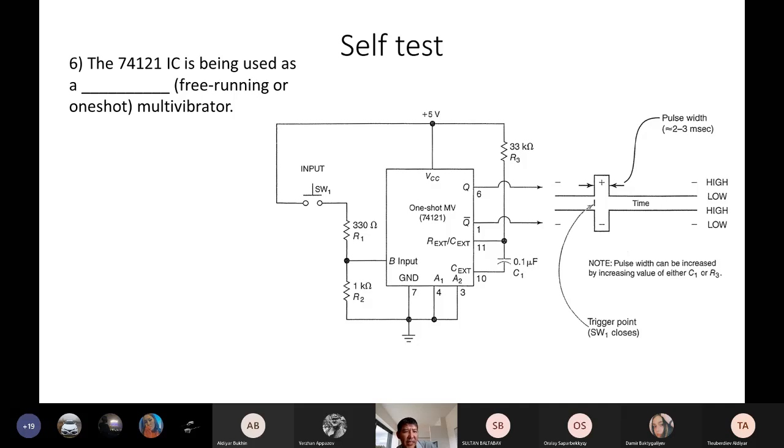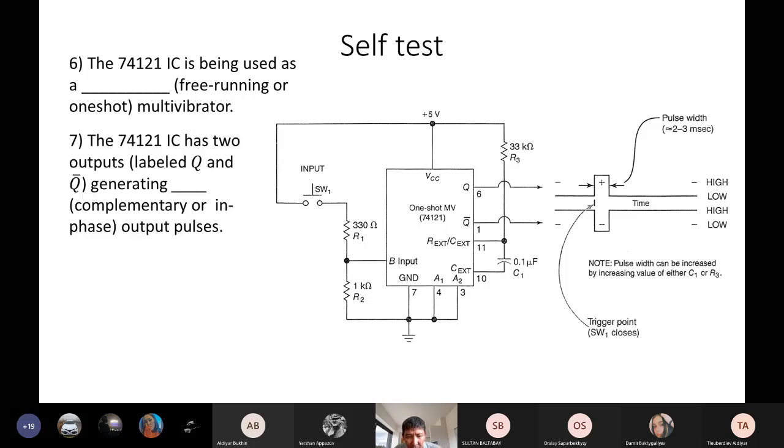The 74121 integrated circuit is being used as a free-running or one-shot multivibrator? One shot. So actually in the test, every week you will have this kind of question, so it's not so difficult, but if you read and attend the lesson, I think you can manage to answer all of these questions. Okay, so next one. This integrated circuit has two outputs labeled Q and not Q, generating complementary or in-phase output pulses. How do we call this? We call this complementary. It means opposite, not in phase. In phase is when they're the same, but complementary means they're opposite.